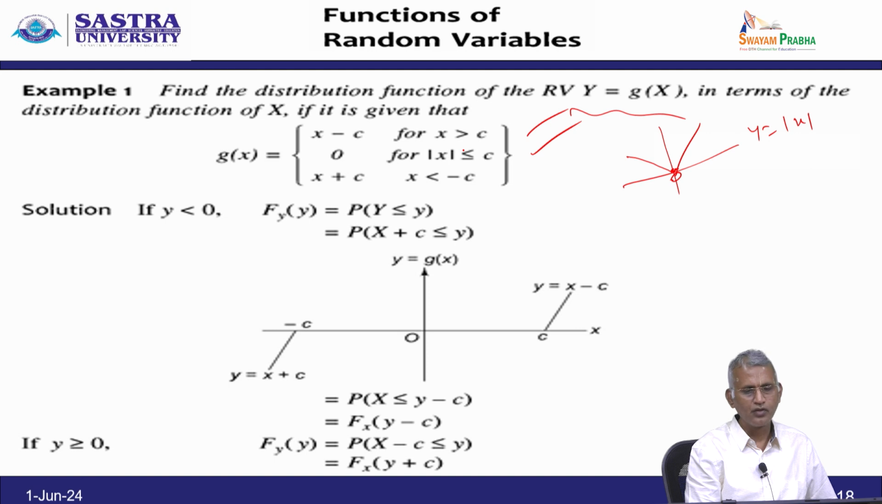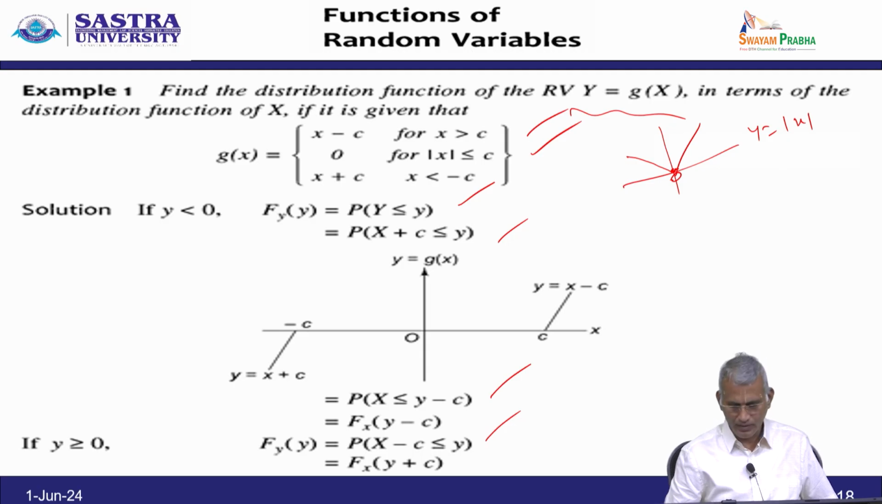Now let us go with the solution to the problem. F of y equal to P of x less than or equal to y, which is P of x plus c less than or equal to y, so that the probability of x is less than or equal to y minus c, that is F of y minus c over x. And F of y over y is nothing but x minus c less than or equal to y, is F of y plus c over x, if y is positive.